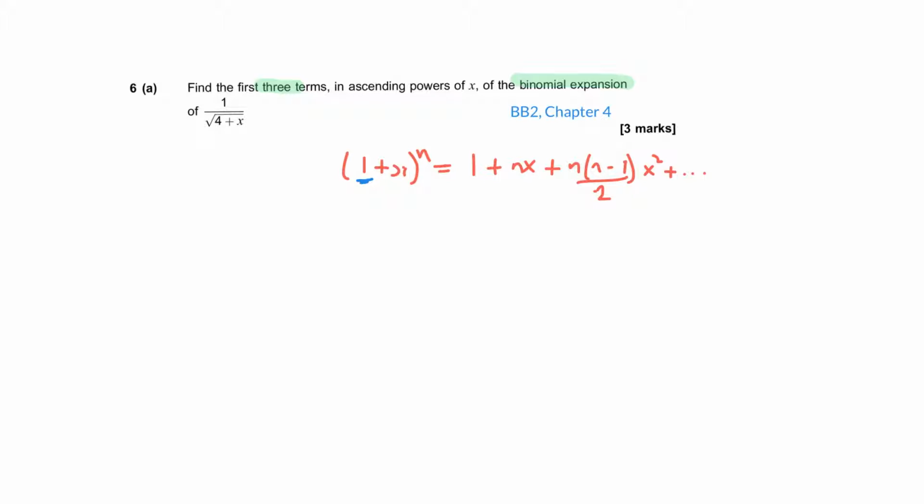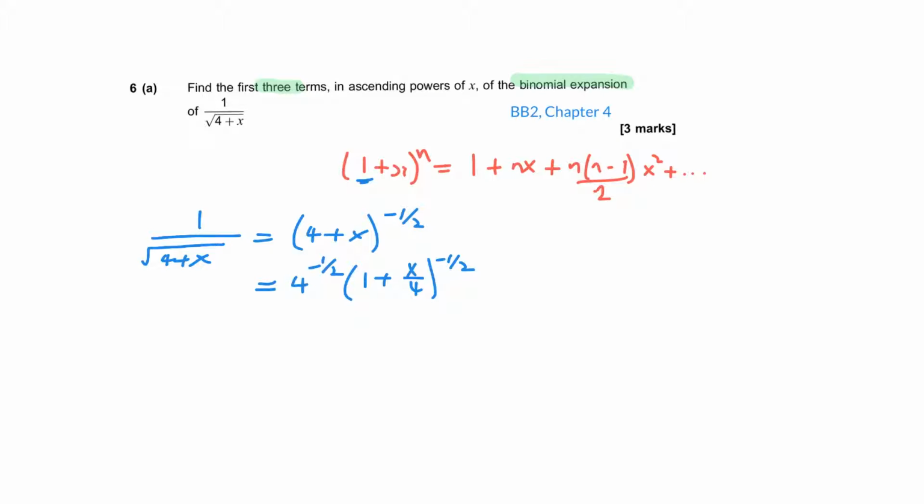So where we've got 4 plus x, we're going to have to deal with a factor there to simplify that. So we'll start by rewriting the given function in index notation. So 1 over a square root means we've got 4 plus x to the negative a half. And as we just said, we need to take that 4 outside as a factor. And of course, there's 2 things to be careful of there. When the 4 comes out, it has the power of negative a half attached. So we've got 4 to the negative a half.